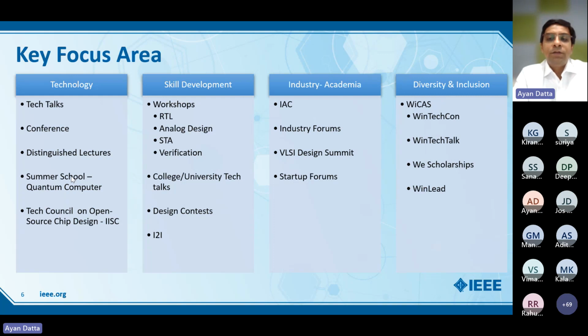We also have scholarships in the pipeline, which will be offered very soon, in discussion. And these are some of the plans of Win Lead. That means we want women in leadership roles. So we have some programs and awards which are also planned to be given to women in leadership roles. So these are some of the focus areas. There are a lot more, but I encourage all of you to visit the website of IEEE CAS Bangalore, which has a lot more details. I just wanted to give an overview.